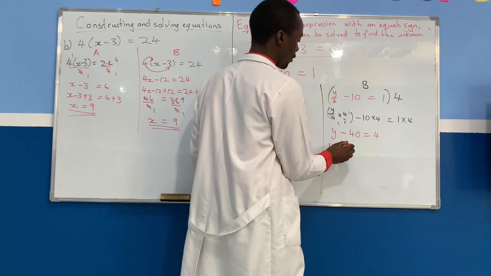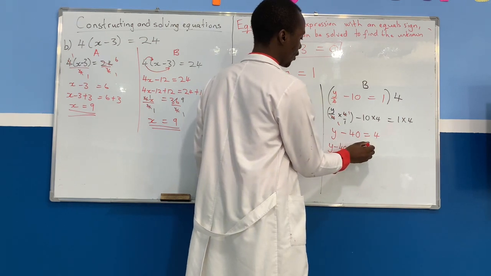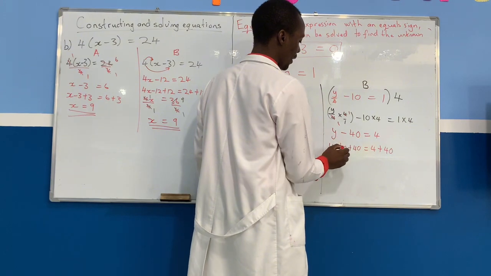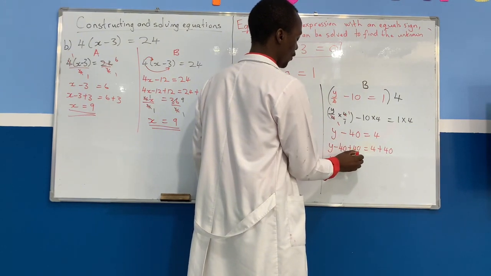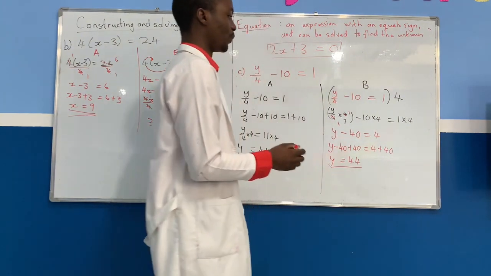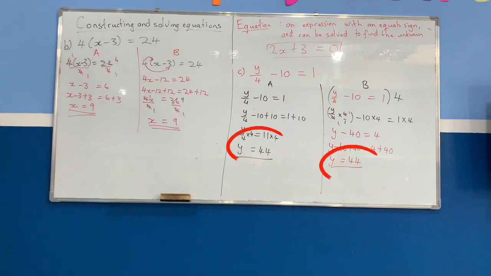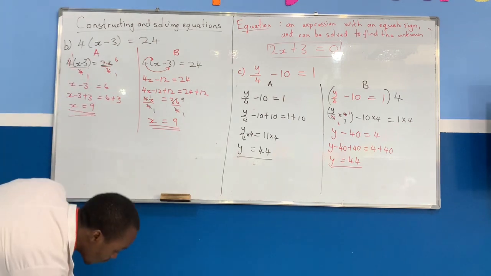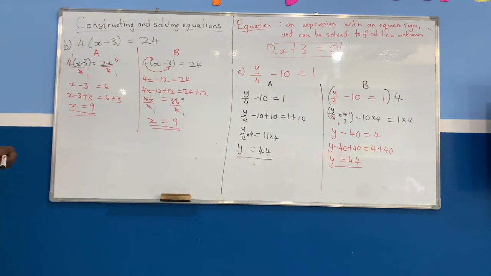Then we add 40 on both sides to remain with y on one side. y minus 40 plus 40 equals 4 plus 40. That gives us 0, and we remain with y equals 4 plus 40, which is y equals 44. Which method is simpler? Which one do you think is simpler here, A or B?